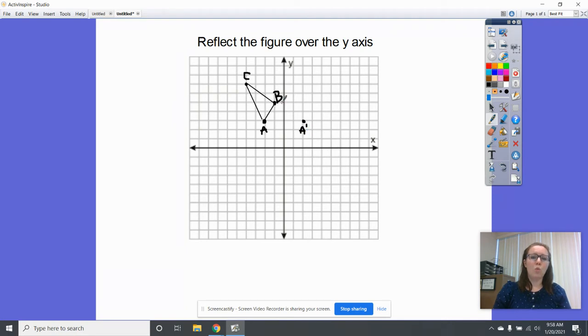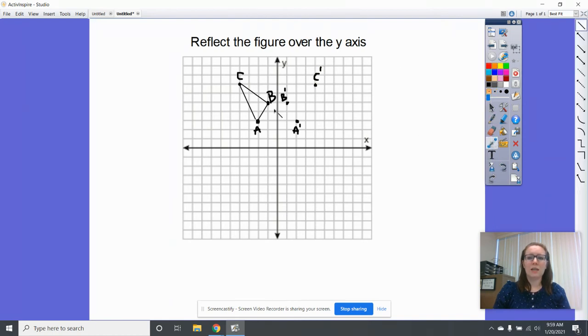Now point B is one space to the left of the y-axis. So the new point B, or B prime, is going to be one space to the right of the y-axis, and we call this B prime. And we can do the same thing with point C. Point C is four spaces to the left, so we go four spaces in the opposite direction, which is, in this case, to the right, and that is C prime.